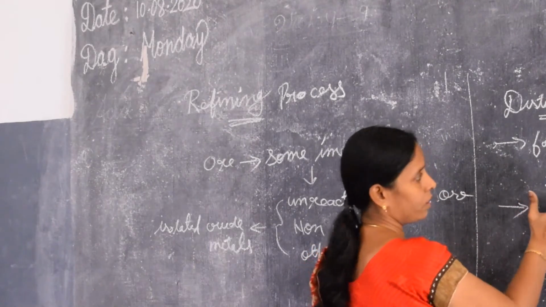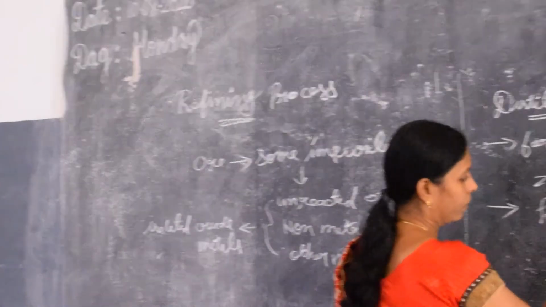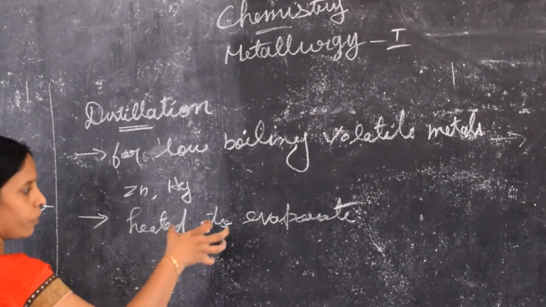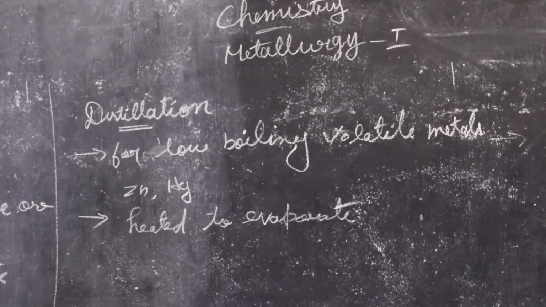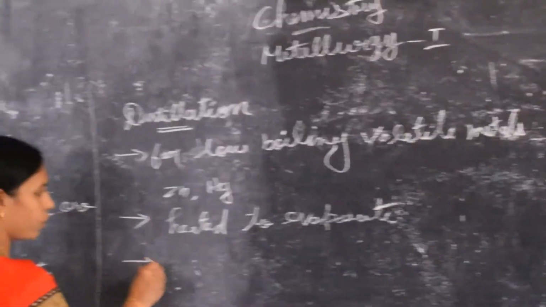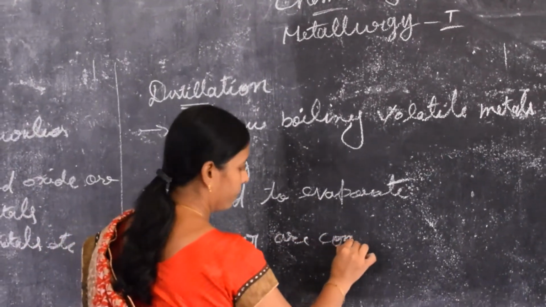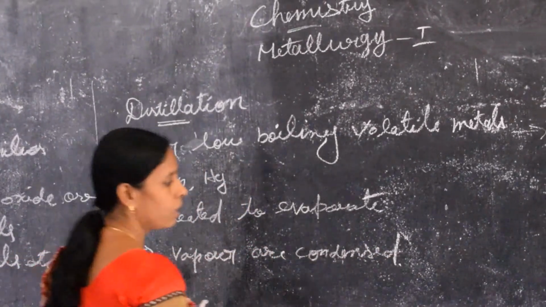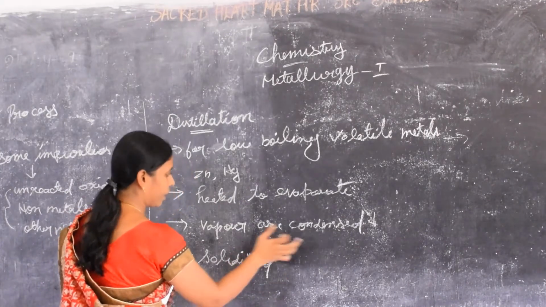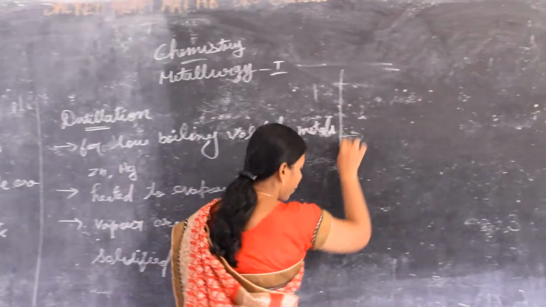These low boiling volatile metals are heated to evaporate. The vapors are condensed to become liquid, and that liquid is converted to solid by the solidification process. So when heated, the metal is evaporated, and the vapors are condensed and solidified. We get pure metal by using the distillation process. And then the next process, the liquation process.